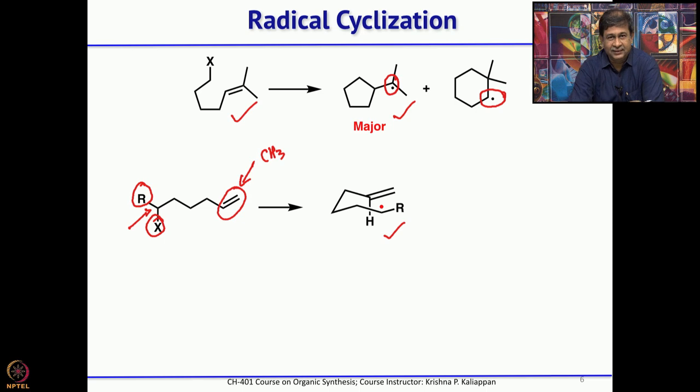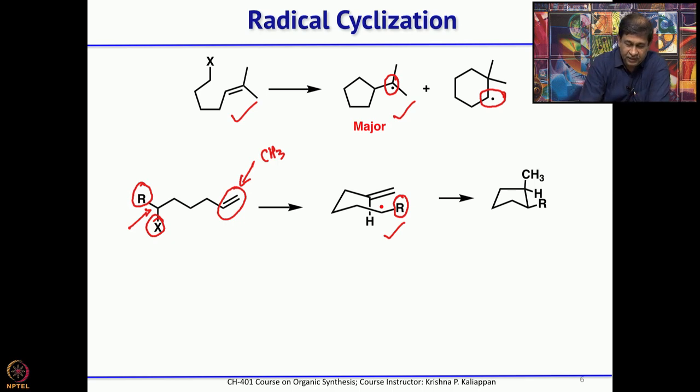When you do that, you put the radical and also the R group in the equatorial position of the chair conformation. Now when you cyclize, this is what you get. R and methyl are cis to each other.